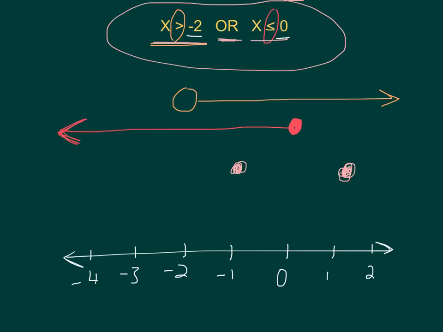If I take a number over here, it is less than 0. So everything on my number line is going to be true. It doesn't matter what number I pick. Everything on my number line is going to be true. So I'm just going to color in the whole thing.